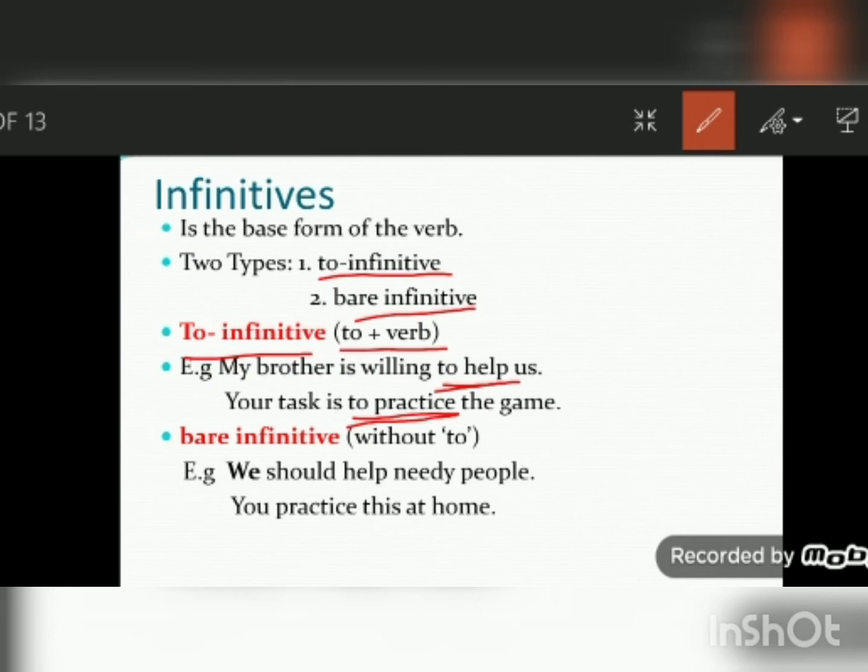Next is bare infinitive. Bare infinitive means without to. So without to we have to use only the base form of the verb. For example, we should help needy people. So here help is bare infinitive. You practice this at home. So here practice is bare infinitive. In to infinitive we used to help, to practice, and in bare infinitive we used only help and practice without using to. So bare infinitive is without using to.